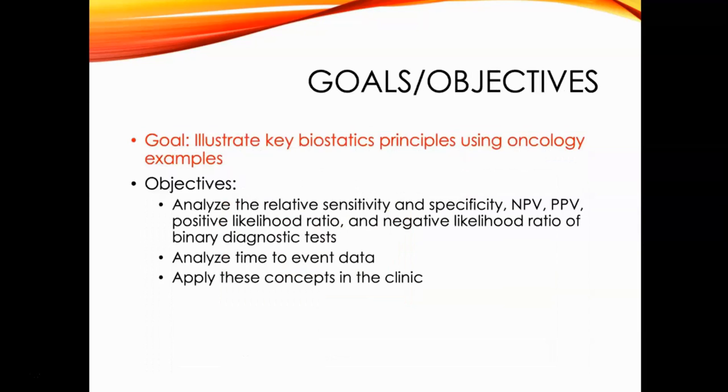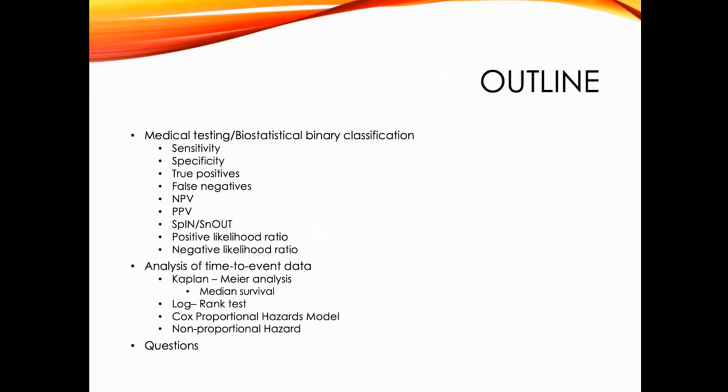So let's start with the goals and objectives of this seminar. The goal is to illustrate key biostatistics principles using oncology examples. The objectives are to analyze the relative sensitivity and specificity, negative predictive value, positive likelihood ratio, and negative likelihood ratio of binary diagnostic tests, to analyze time to event data, and to apply these concepts in the clinic. Here's the outline of what we're going to cover.